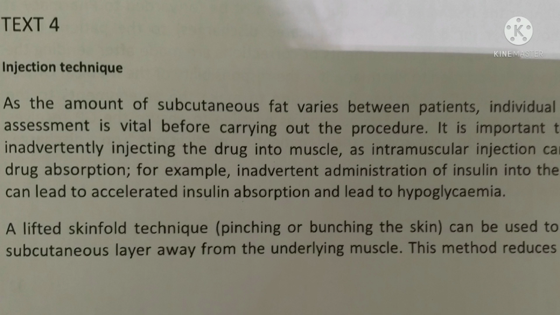It is important to avoid inadvertently injecting the drug into muscle, as intramuscular injection can affect drug absorption. For example, inadvertent administration of insulin into the muscle can lead to accelerated insulin absorption and lead to hypoglycemia. So what you understand? Accidental injection of this insulin or any other medication into the muscle can speed up the absorption. So what we have to do, be careful when we are administering medication.